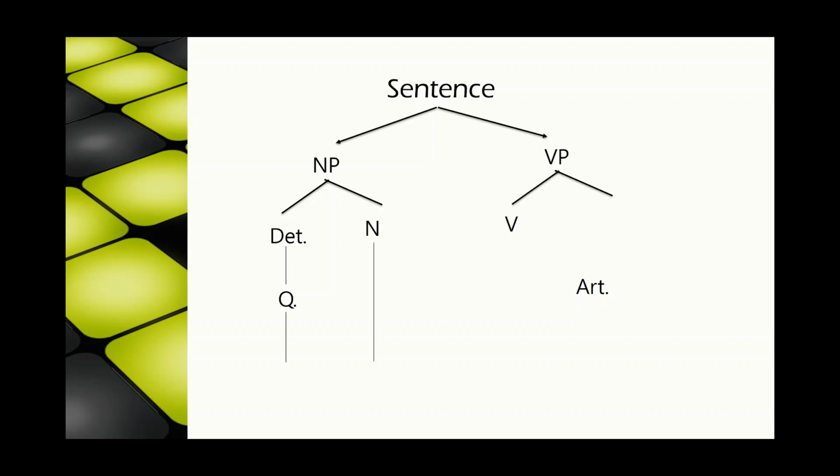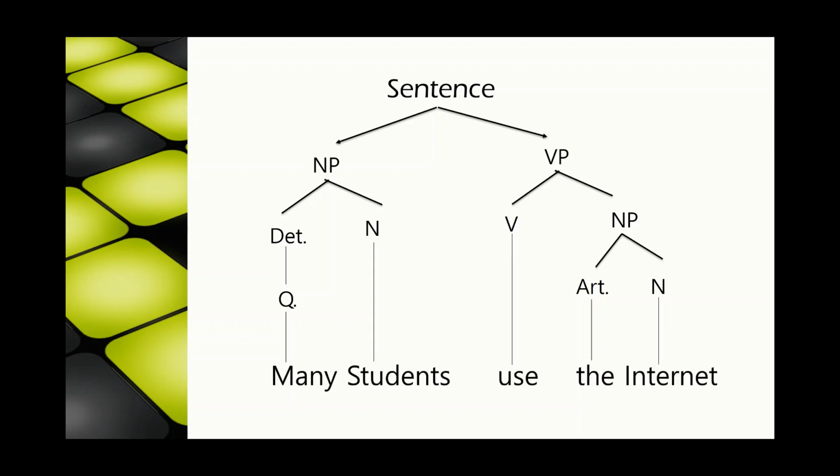Okay. Now the verb phrase, it could be divided into other components. The verb phrase could be comprised of 2 components, the verb and the noun phrase. Now, again, the noun phrase could be more than one word. In this case, we have an article and a noun. And look at the sentence, many students use the internet. Again, so this was an analysis according to phrases. Okay, according to phrases. So keep that in mind.